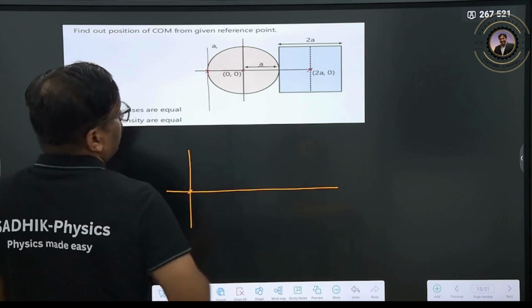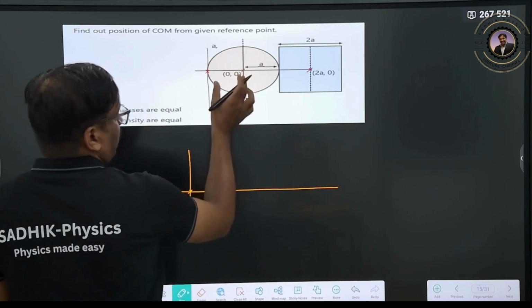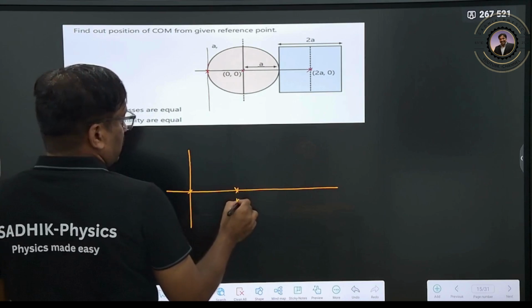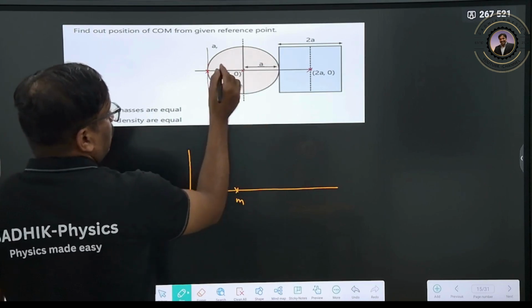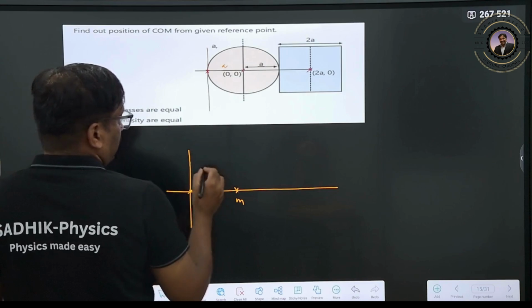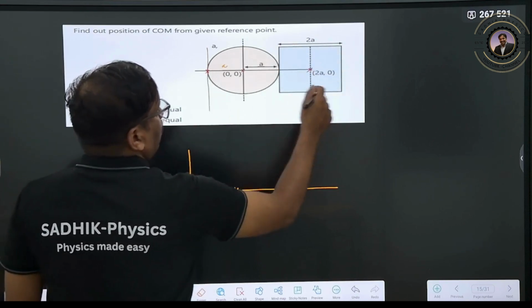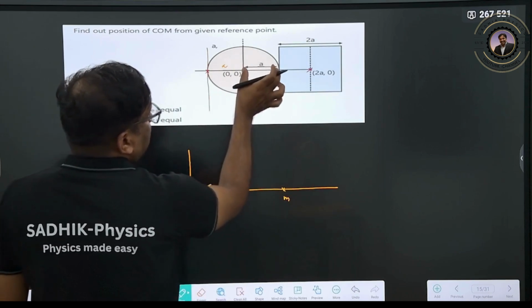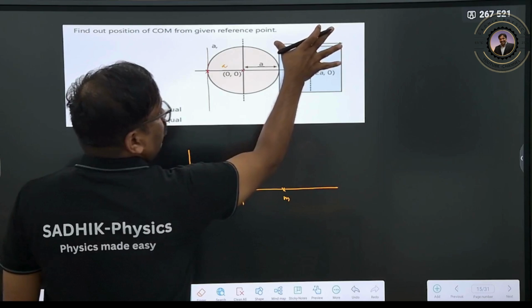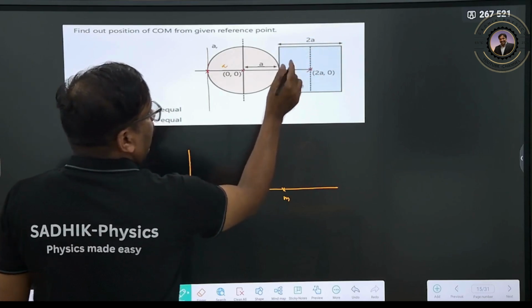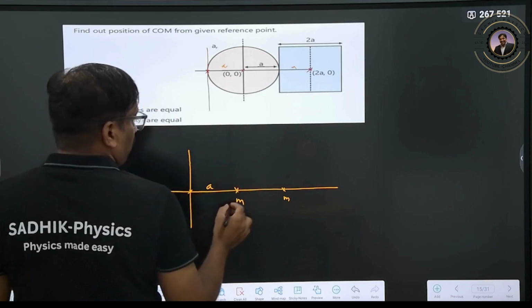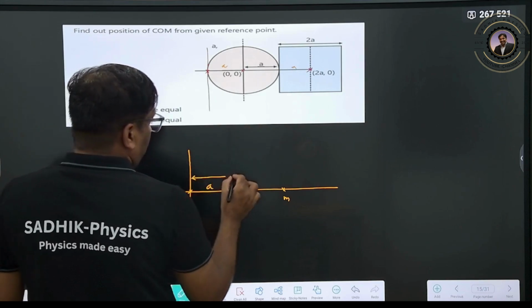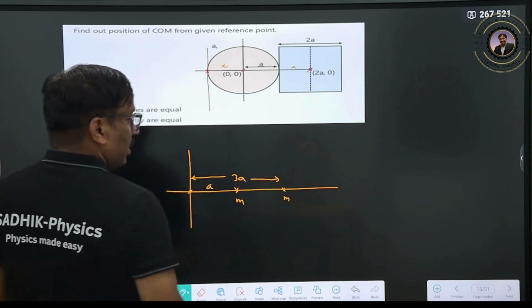Here the masses are equal, so this mass is m, and this one is also m. This distance is a, and this total distance is 2a, so half of it is nothing but a. This is a, this is a, this is a. The total distance is 3a. Clear?